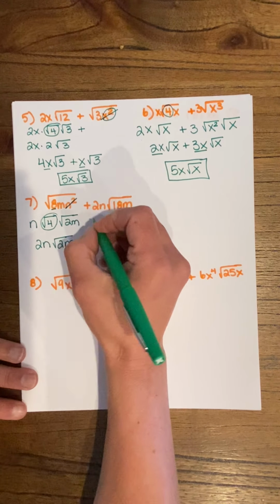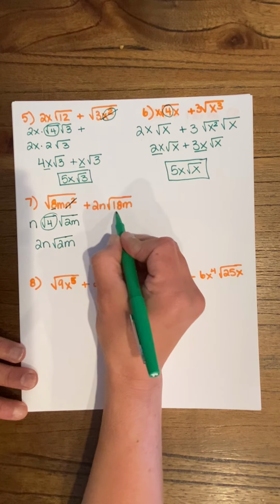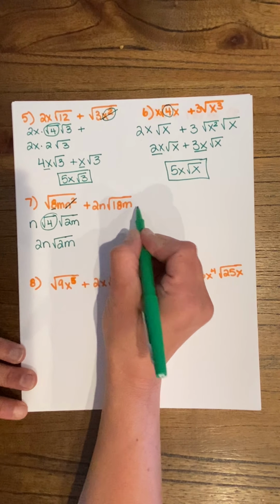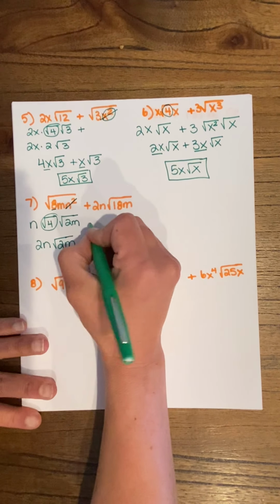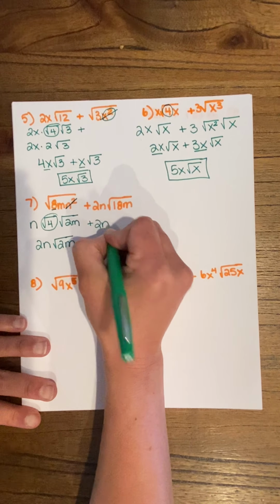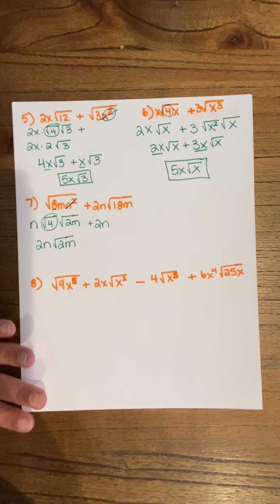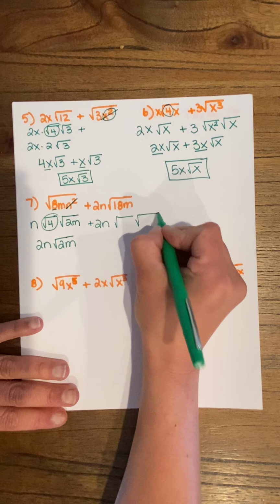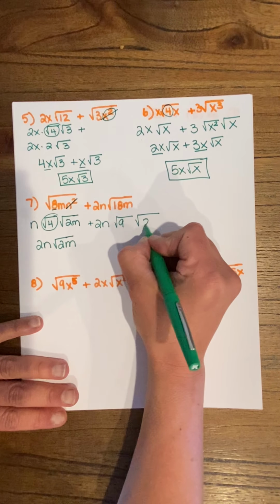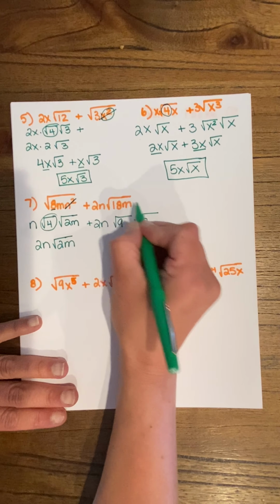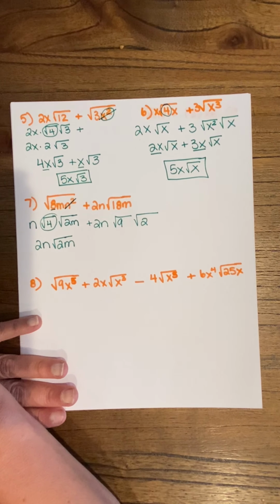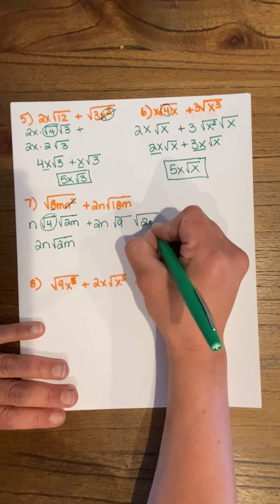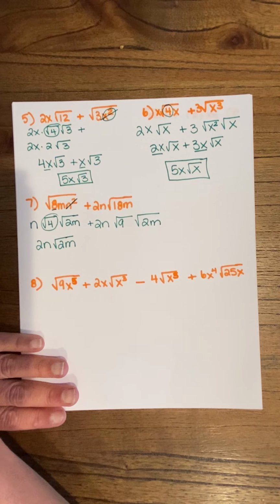Now we're going to look at what happens over here. So again, I look inside the rad, not perfect, not perfect. So there's nothing I can simplify right from the beginning. I'm going to bring down this 2n, okay? And then I'm going to break down the 18. 18 breaks down to 9 and 2. And then just like before, I can't do anything with an m to the first, so I'm just going to bring it down as an m.